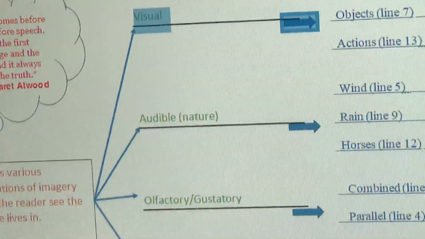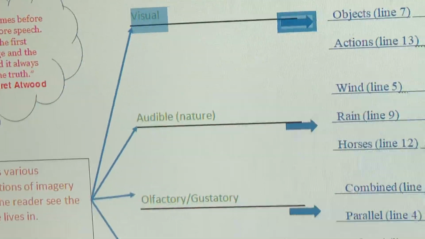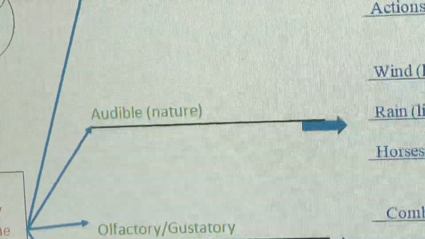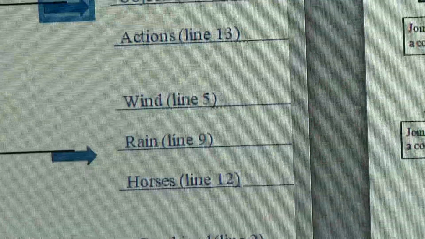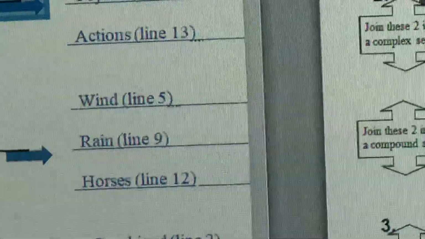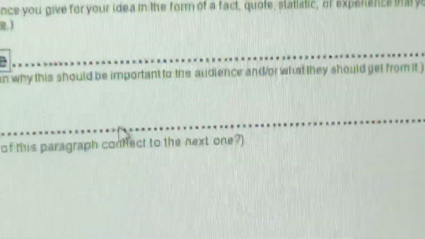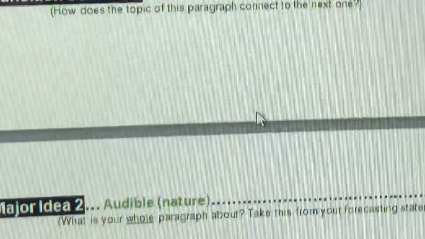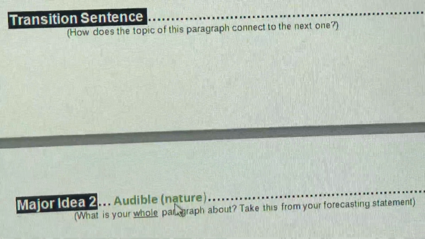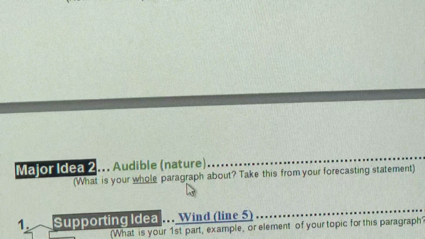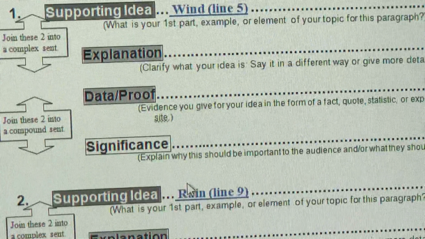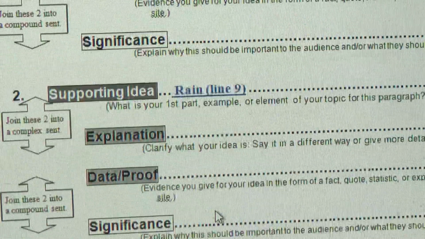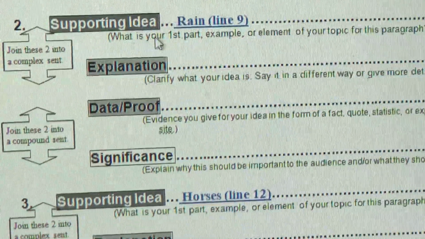Then I come back over to here and I look at my audible imagery or sound imagery. If you remember, we had wind, rain, and horses. Likewise, I copy them from the first one and I bring them right on over to here. And there you can see we have audible imagery. I even have my note about nature there. My first supporting idea, wind. My second supporting idea, rain. And my third supporting idea, horses.